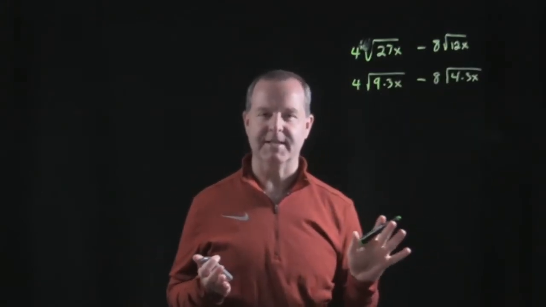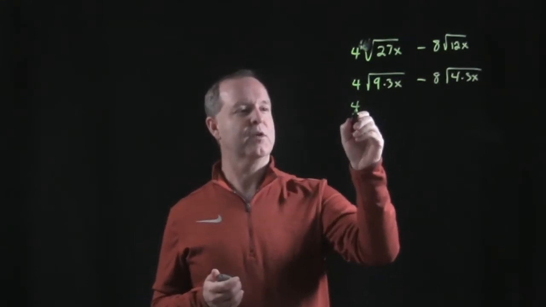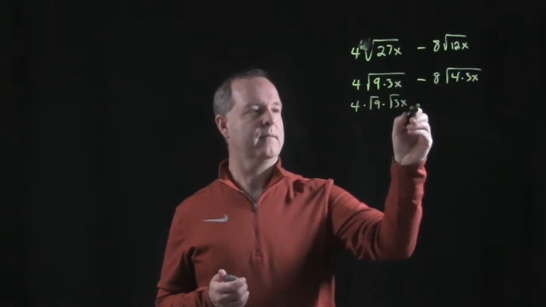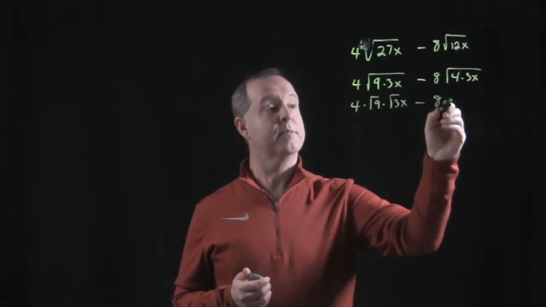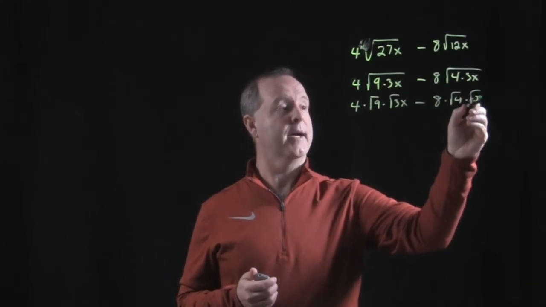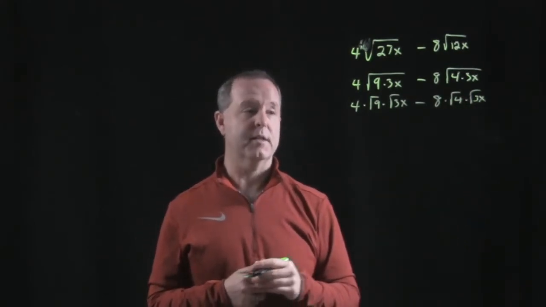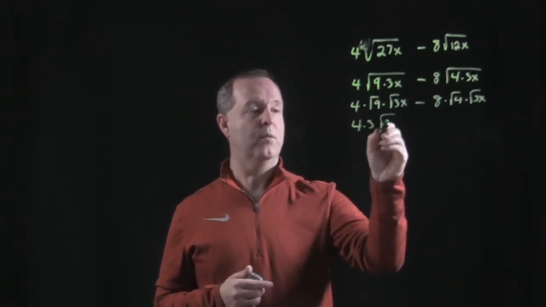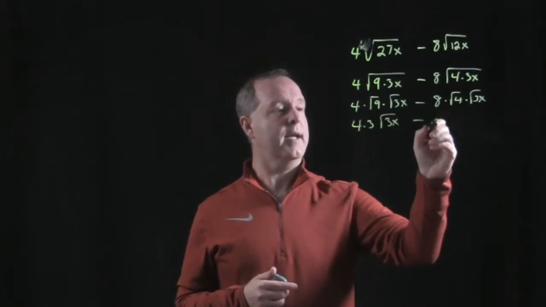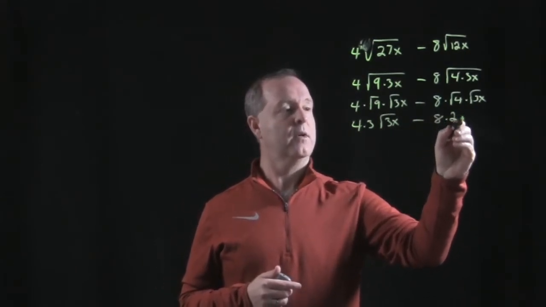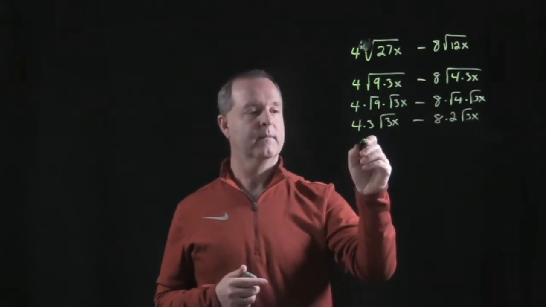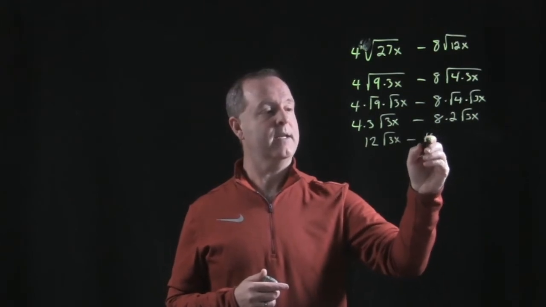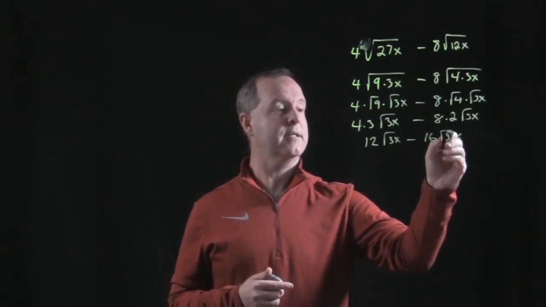Now I'm already able to start to see something's going to pop out here. So let's just go 4 times root 9 times root 3x. On the right side, 8 times root 4 times root 3x. Let's do the operations of the square roots. It looks like square root of 9 is a 3, so I have a 4 times a 3 root 3x minus 8 times a 2 root 3x. 12 root 3x minus 16 root 3x.